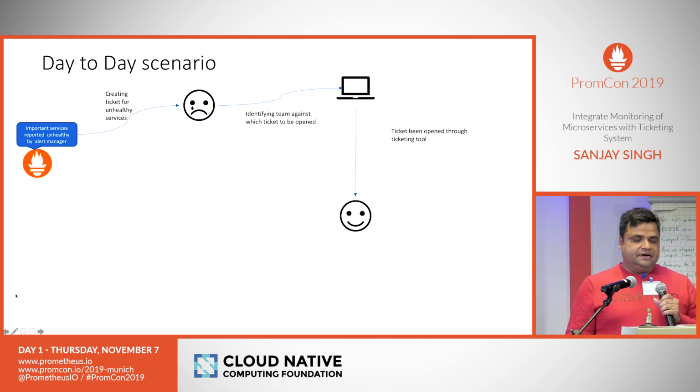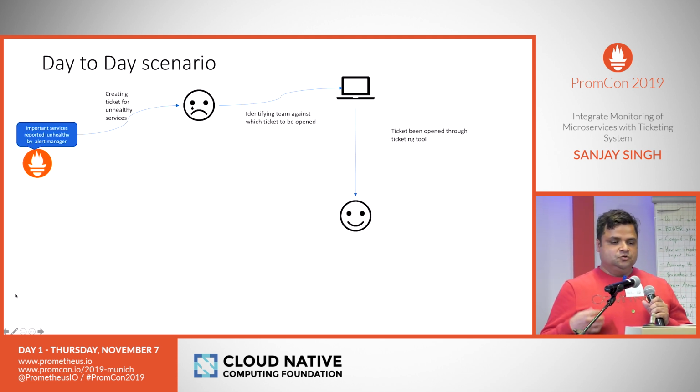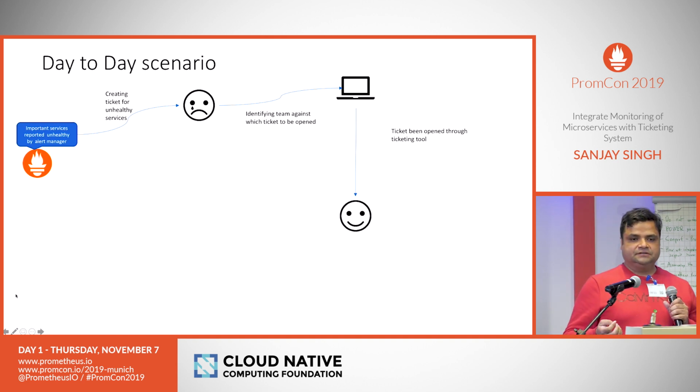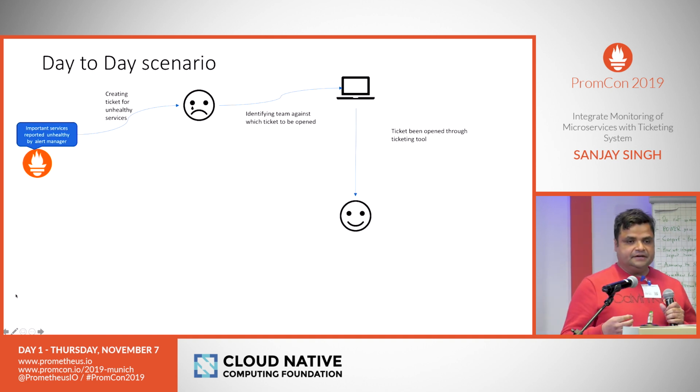So basically, the day-to-day scenario that we were seeing is that Alertmanager was sending alerts for unhealthy services, and there were some fake alerts. So the admin team had to identify which was the ticket to be opened, and the biggest challenge was the ticket that they need to open.